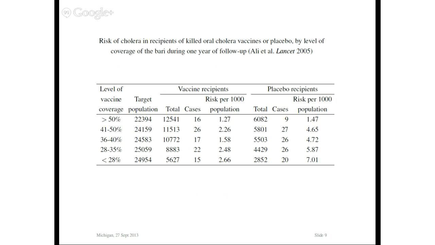Also, if you look in the far right column, you can see that the incidence goes up as the coverage goes down in placebo recipients. So these are all people who aren't receiving vaccine. This is suggestive that there's interference, right? This is the treatment assignment or the vaccination assignment of other people having an effect on their outcome.